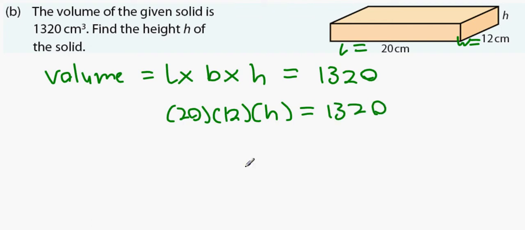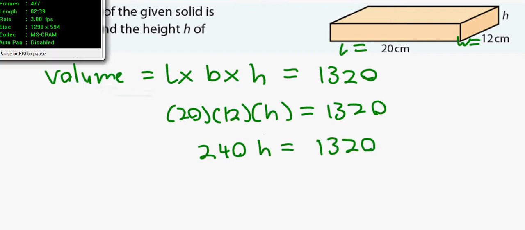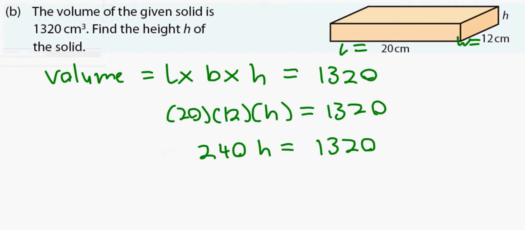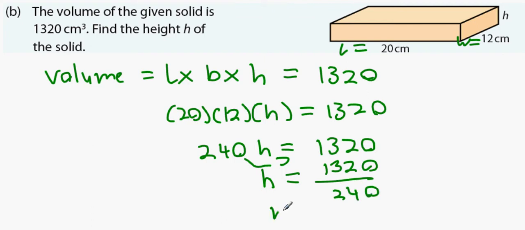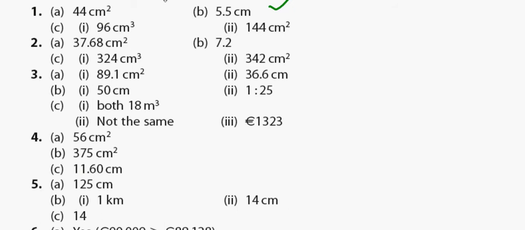12 multiplied by 20 is 240. So 240 h equals 1320. Okay, so what we're going to get next is 240 multiplied by h. So when you bring the 240 over to the other side, because it's multiplied by 240, it's going to change to divide by 240. So 1320 divided by 240, and we get 5.5 centimeters. The height is going to be 5.5 centimeters. Okay, let's check this out. 5.5 centimeters. We're correct. Okay, next one.